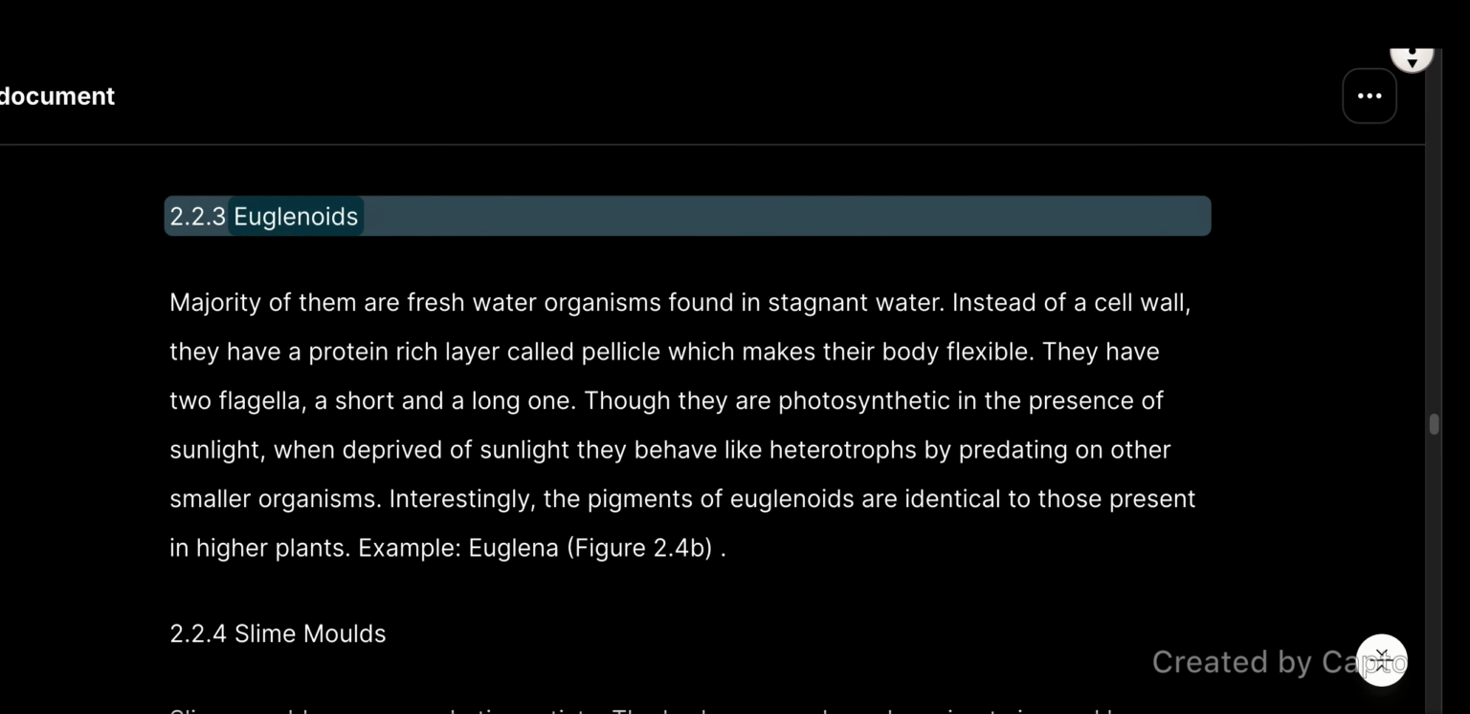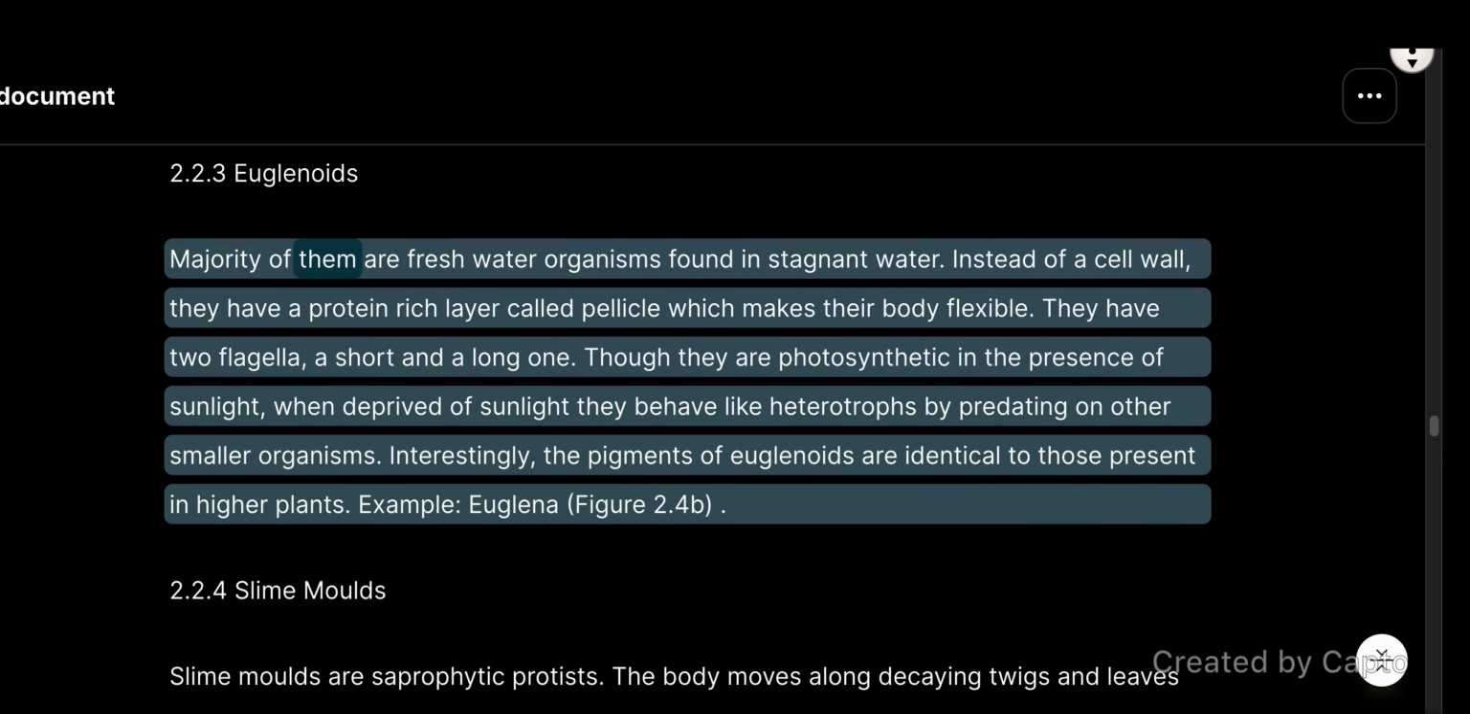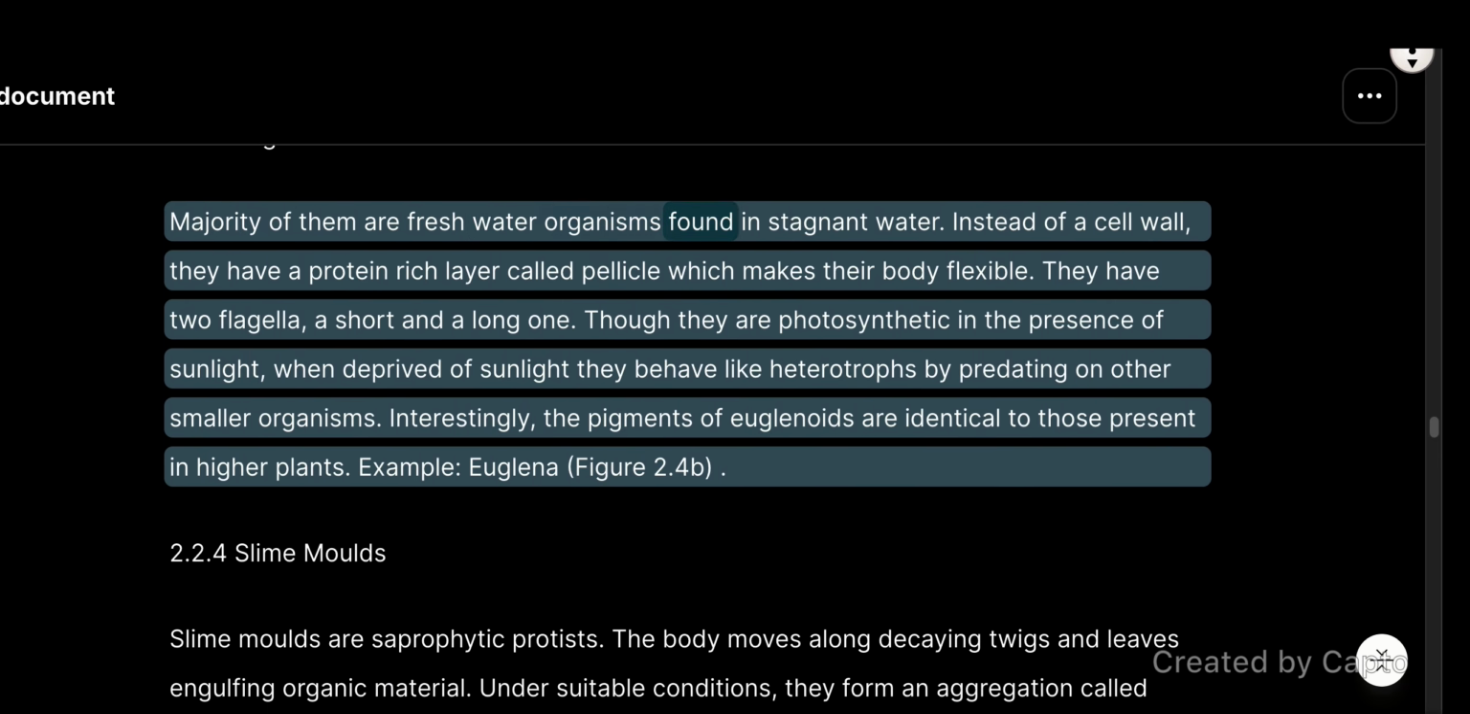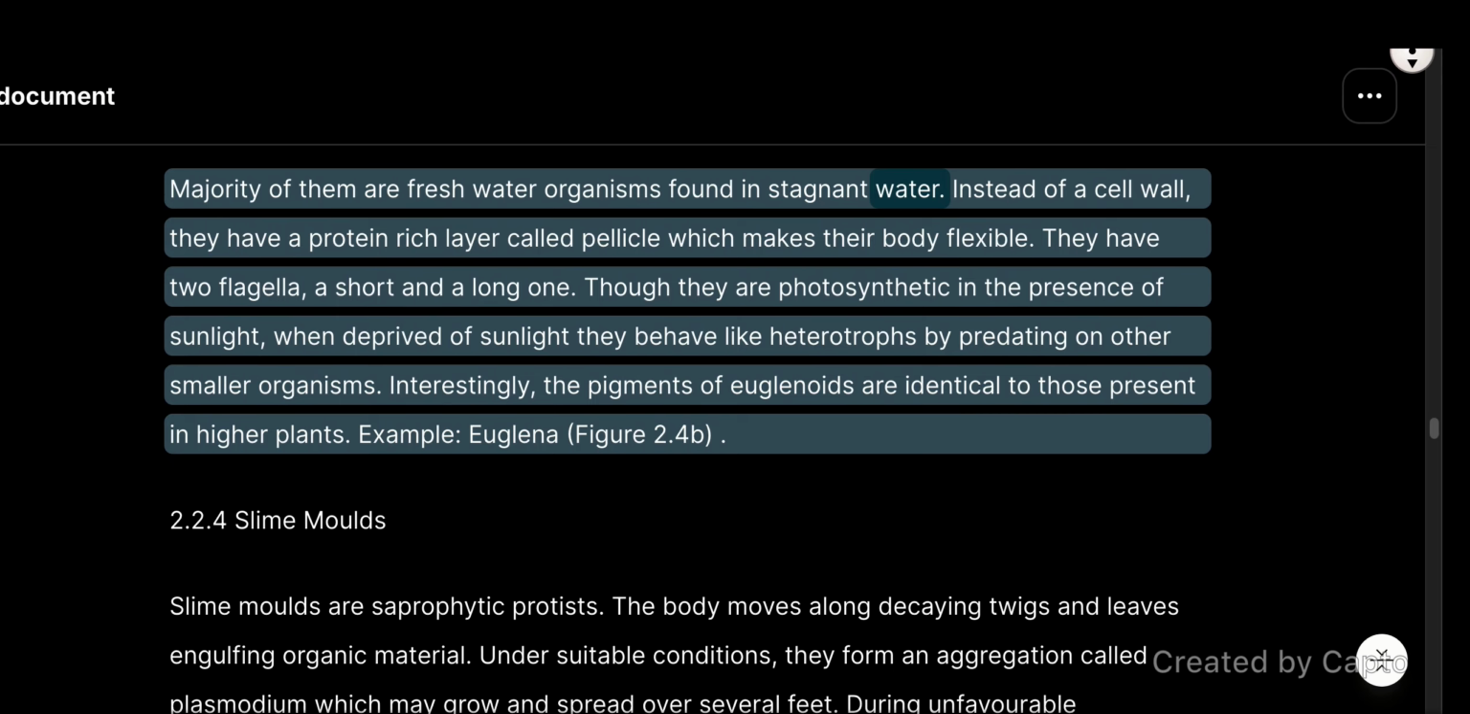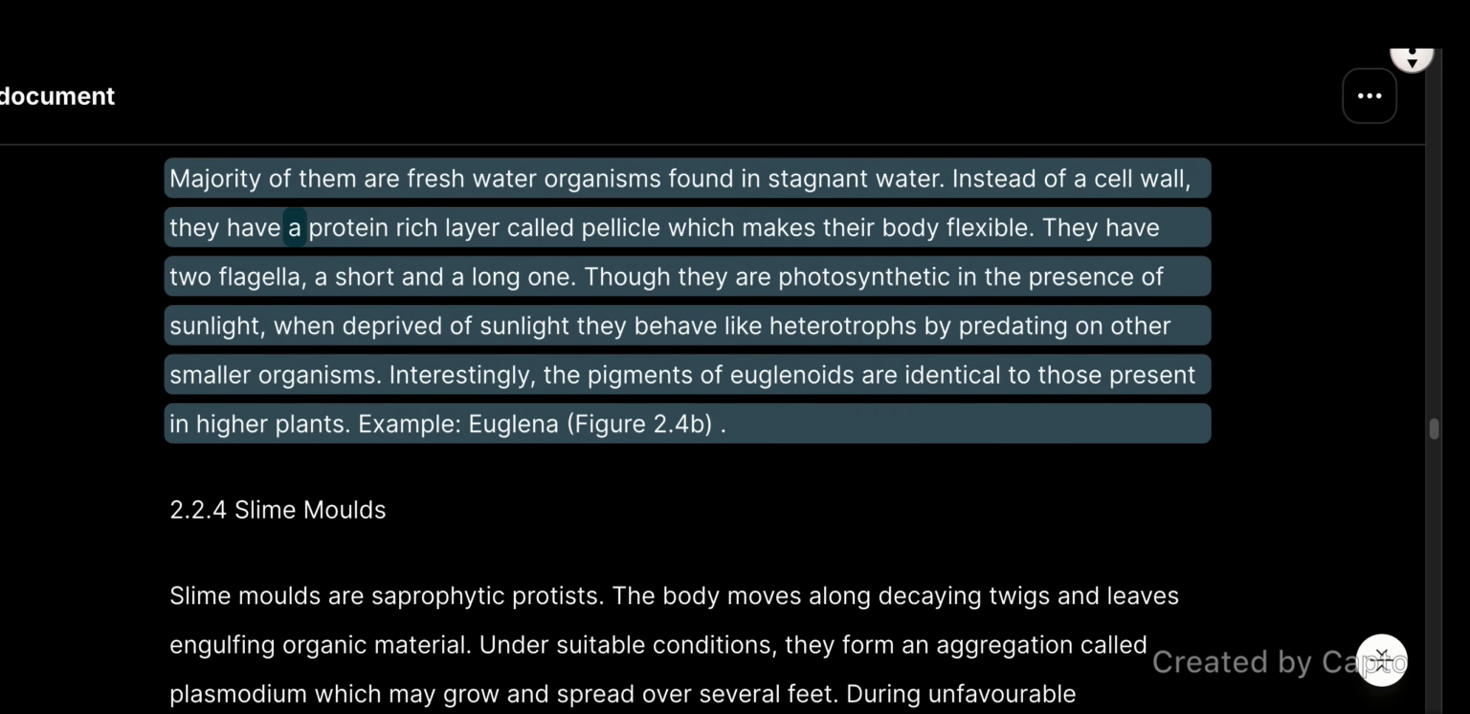2.2.3 Euglenoids. The majority of them are freshwater organisms found in stagnant water. Instead of a cell wall, they have a protein-rich layer called pellicle, which makes their body flexible. They have two flagella, a short and a long one.